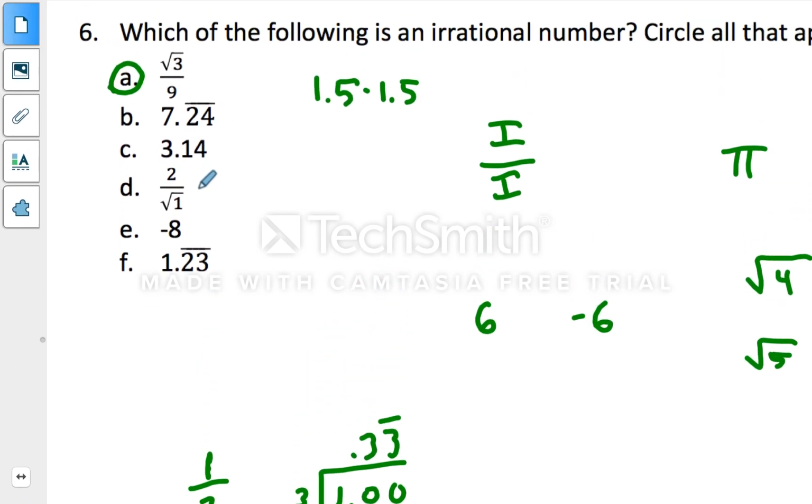This one is actually rational as well. The square root of 1 is 1, so it's an integer over an integer, 2 over 1. -8 is rational. It's all whole numbers and their opposites, right? So you could express this as -8 over 1, and then it would be an integer over an integer. And again, this repeats, so it's rational. Only one irrational in number 6.